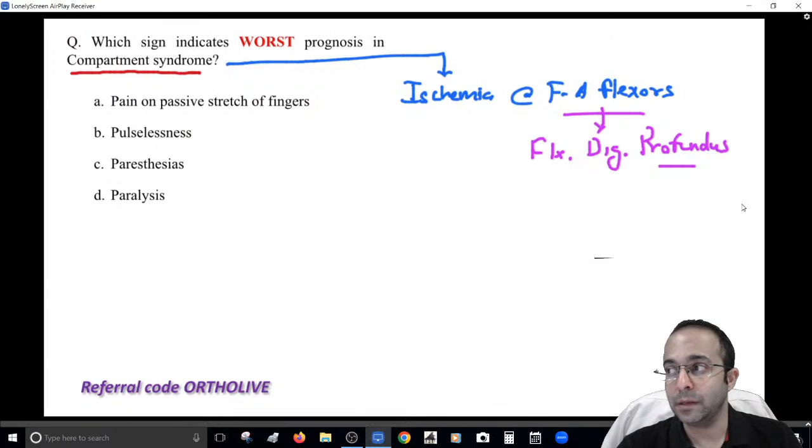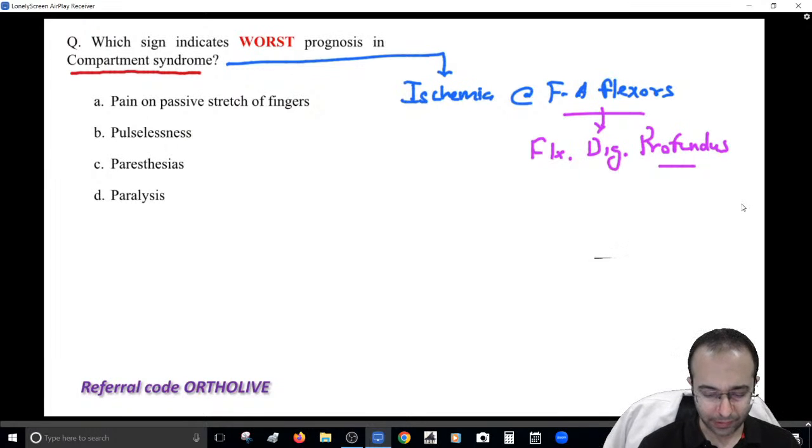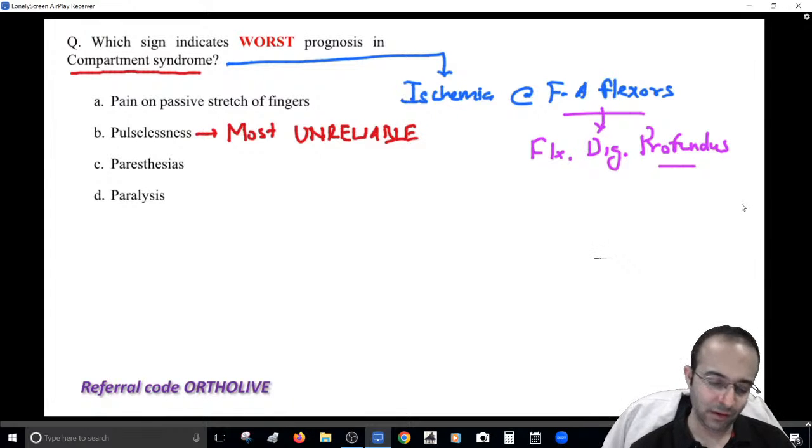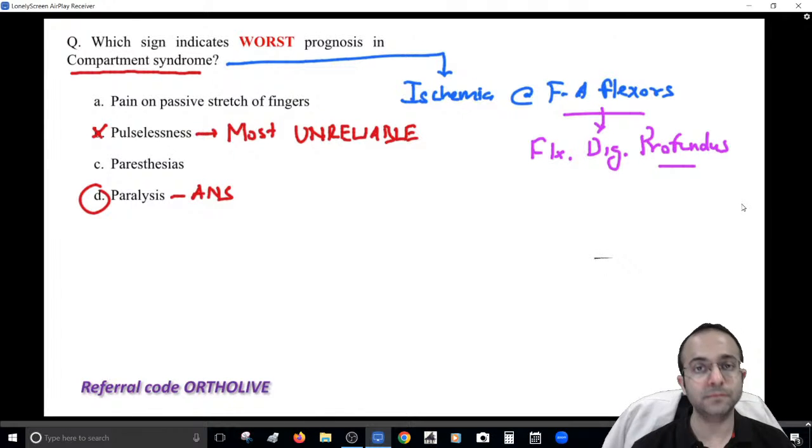So you have to tell me the sign that will guide you on worst prognosis. What I can see is B and B, pulselessness. Okay, so what I can see as the answer of the house is pulselessness. Fair enough. But if you ask me about pulselessness, I think it is the most unreliable of all signs. So you can't just rely on this sign. So this is out. No way. Come on. My answer here would actually be paralysis.